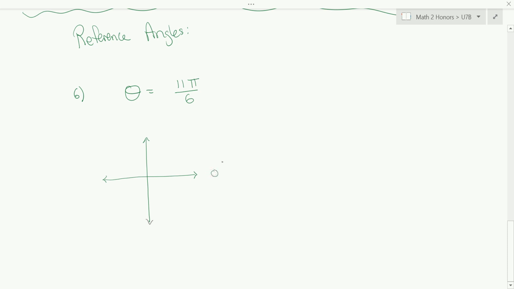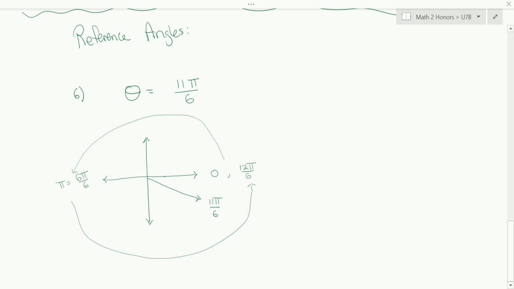Here's 0. Go a half circle. What do I write over here? Pi, which really we should change to what? 6 pi over 6. Right? Because you got to match that denominator. And then add another 6 pi over 6 to 6 pi over 6, and you get what? 12 pi over 6, which is equivalent to 2 pi. And so 11 pi over 6 is going to be in which quadrant? 4. So somewhere right here.